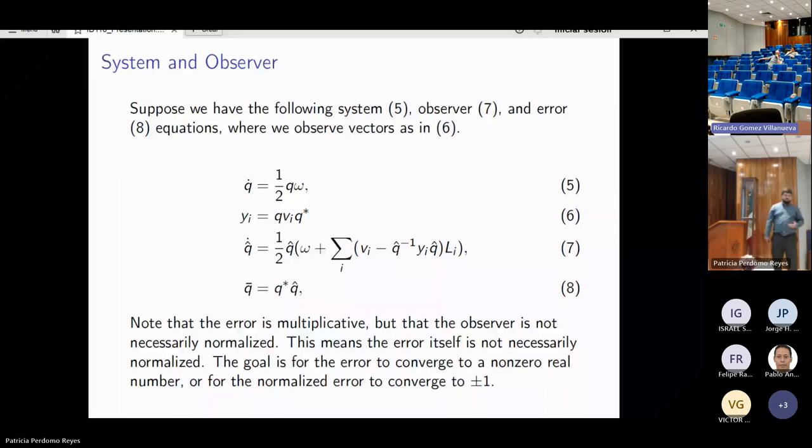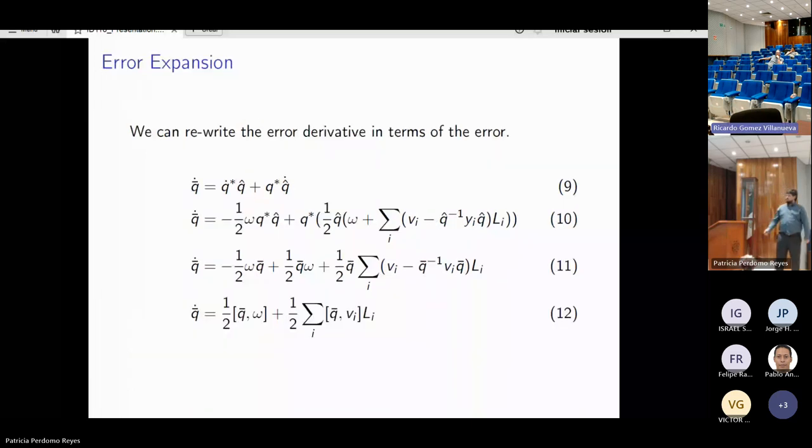So what is our convergence goal in this case? It is to have this error converge to a non-zero real scalar, or if you were to normalize the error, for it to converge to plus or minus one. Plus or minus does not matter because, again, because of the conjugation operation, the sign would appear twice. You just write the dynamics of the error this way, and we can condense this into the error derivative in terms of the error itself inside these commutators with this multiplication times our gain.